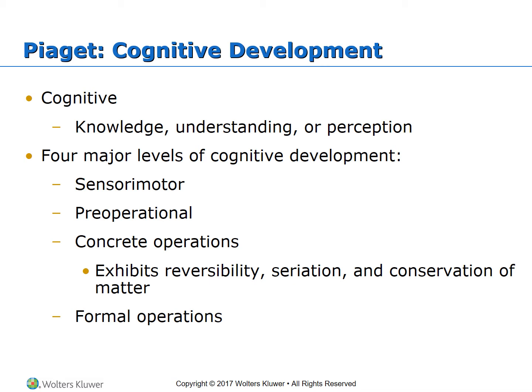Concrete operations, ages 7 to 11. They develop the ability to think in abstract. They can solve problems, classify and organize information within their own environment, and they begin to consider another person's point of view. So remember, concrete operations is ages 7 to 11, and they begin to understand another person's point of view.